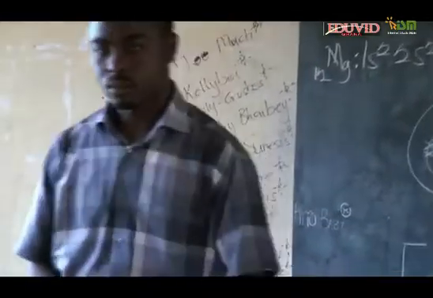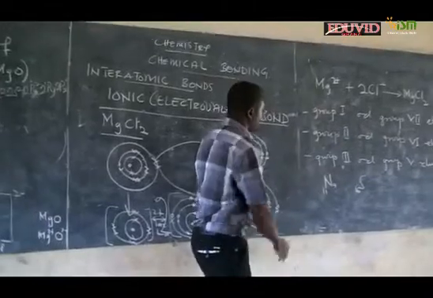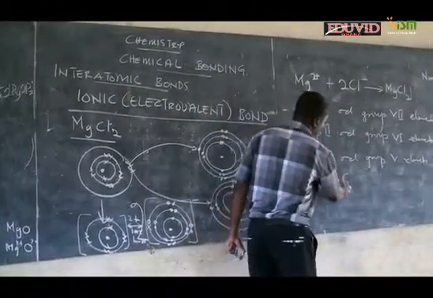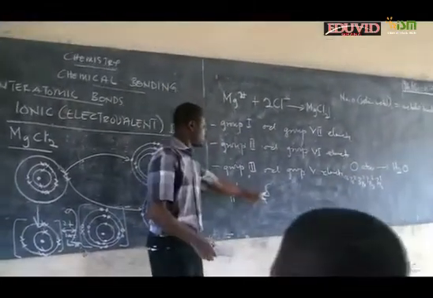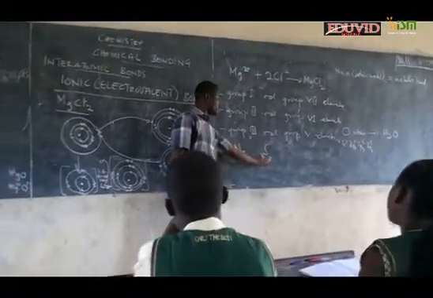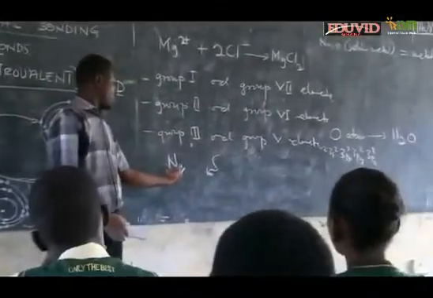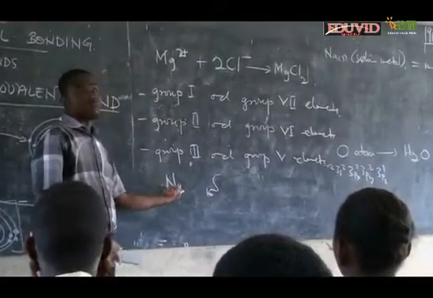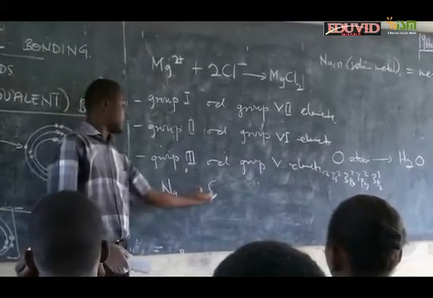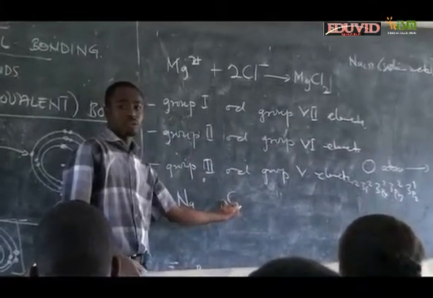Sir, please can an ionic bond be formed between sodium and sulfur? Sodium is a group 1 element, and sulfur, with atomic number 16, should be a group 6 element. The reason is that sodium can lose just 1 electron, and sulfur can gain 2 electrons.